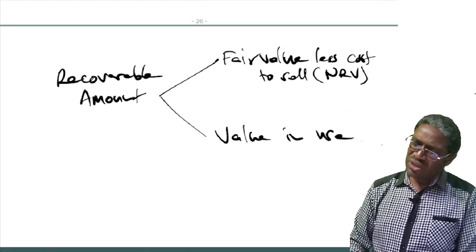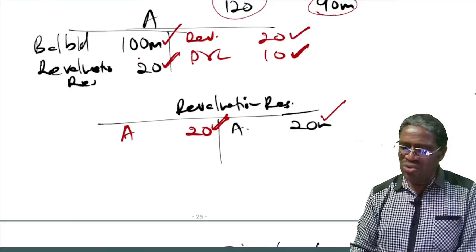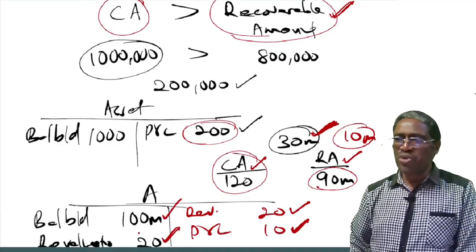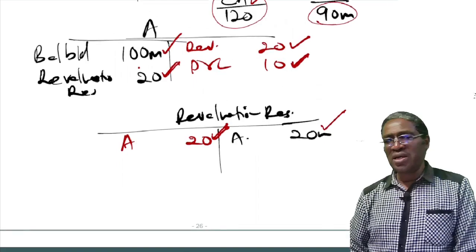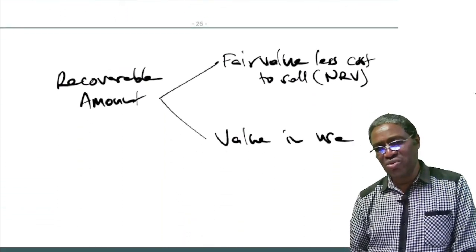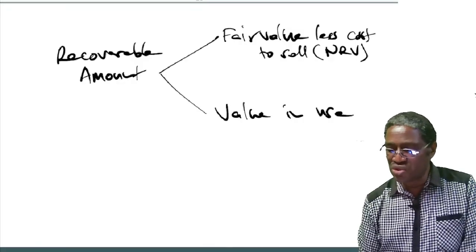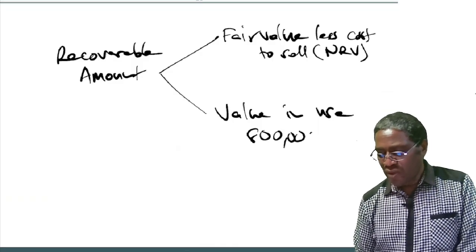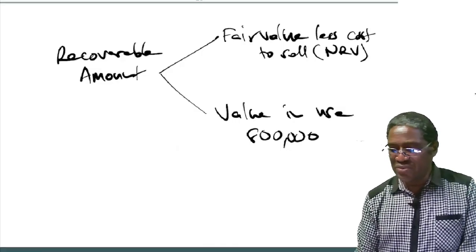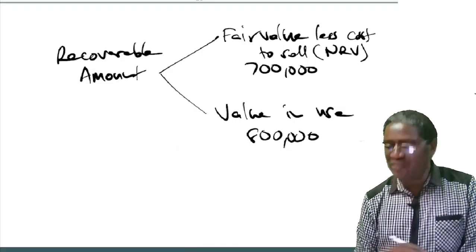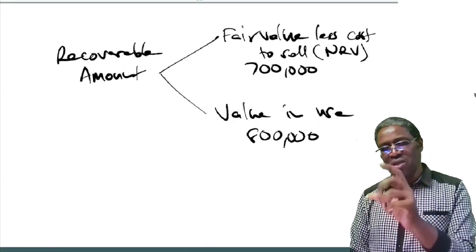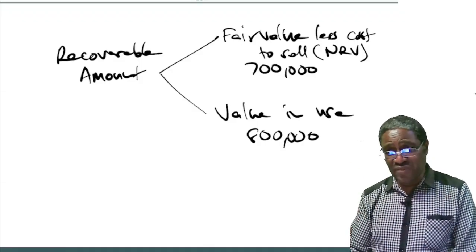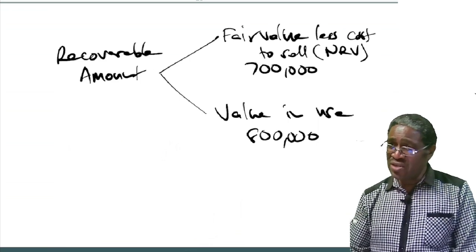So let me assume for our asset, which had a carrying amount of 1 million here, you computed the net realizable value and the value in use. Let me assume the value in use, you got it as 800,000. For the net realizable value, let me assume you got it as 700,000. So I'm assuming you computed these two values for that asset. For the fair value less cost to sell, you got 700. For the value in use of the asset, you got 800.